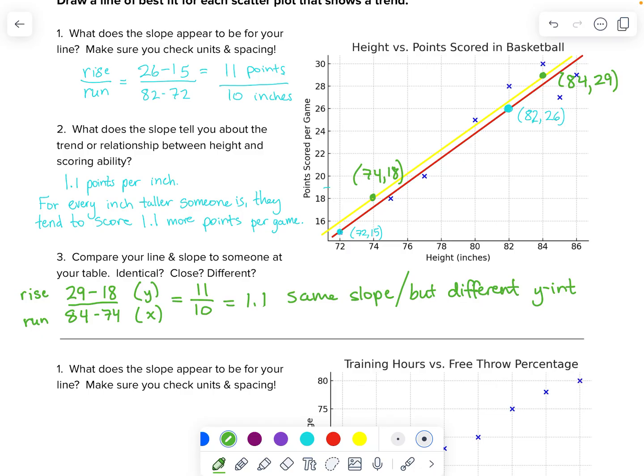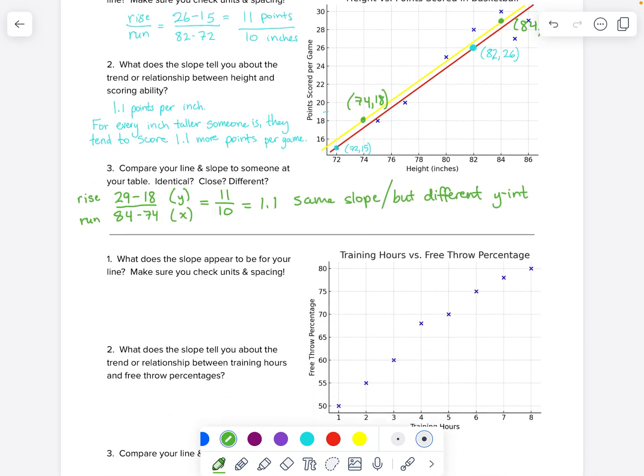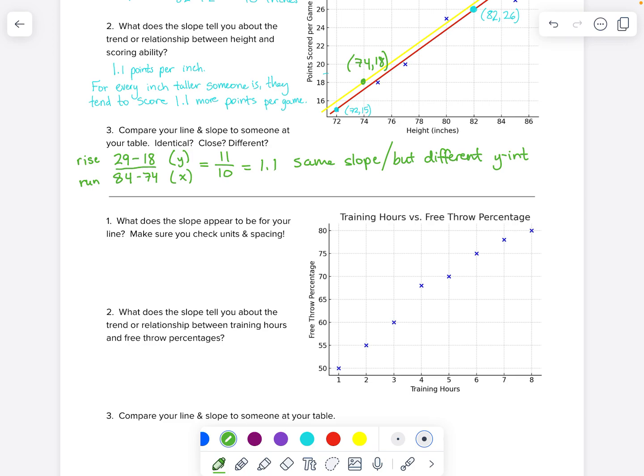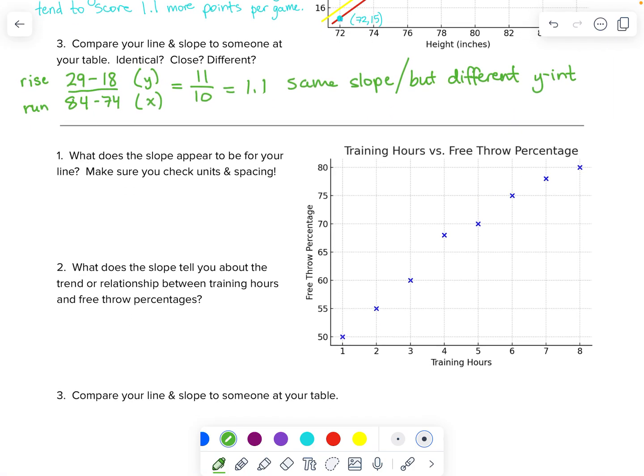So that's your goal on this worksheet. You are going to approximate the line of best fit that you think is the best. You're going to find the slope. Make sure you check your spacing and subtract the y values and the x values. Feel free to use a calculator when you do that.